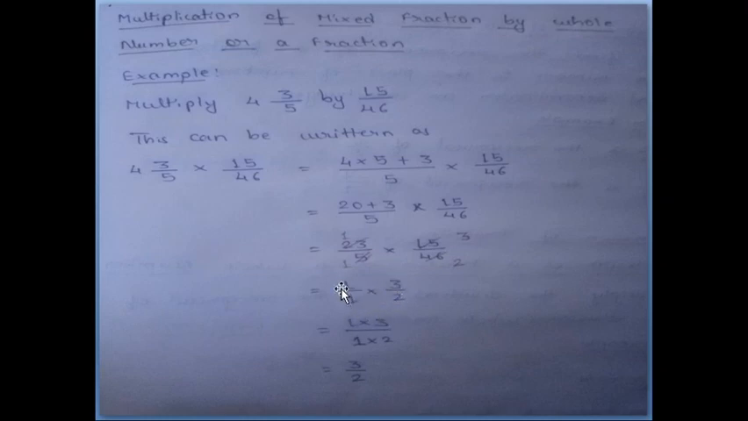Now multiply the numerator with the numerator and the denominator with the denominator. That equals 1 into 3 divided by 1 into 2, which equals 3 by 2.